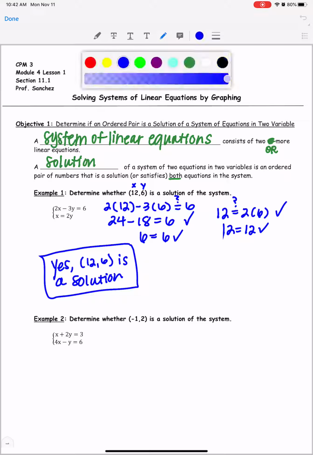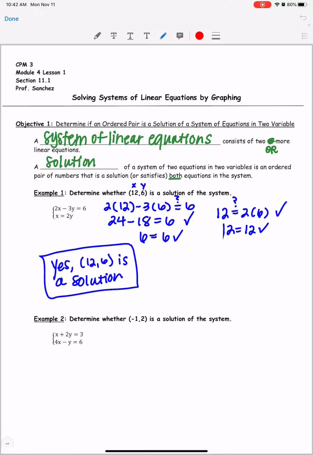Okay, let's try this next one. It says determine whether (-1, 2) is a solution of the system. So do the exact same thing. -1 is my X, 2 is my Y. So take this first equation, and we've got -1 plus 2 times Y, and my Y is 2. We have to figure out, does that equal 3? So we'll have -1 plus 2 times 2 is 4. And if you know that -1 plus 4 is 3, then we're good. Or we can bring it down and say that 3 equals 3.